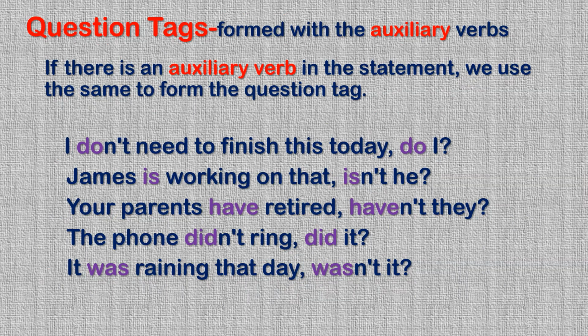James is working on that. So the auxiliary verb here is is, and the statement is positive. So the question tag will be negative: isn't he? Here we have used he, the subject pronoun, because the subject James is there. So in place of the name, we have used the pronoun he.